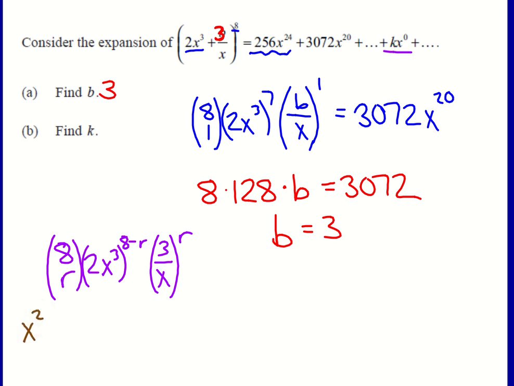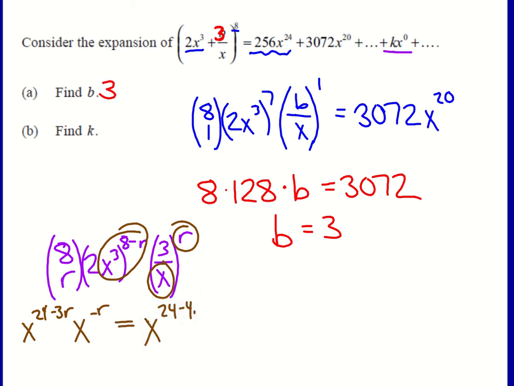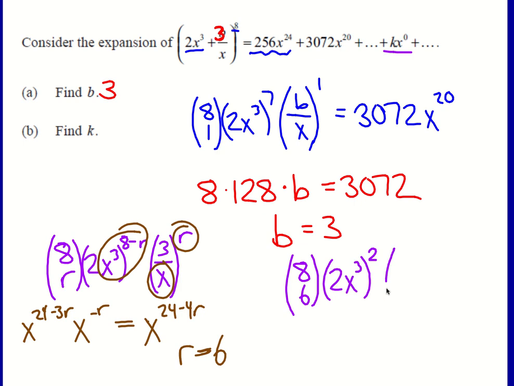That this would be x to the 24 minus 3r here. I'm going to multiply those powers. And then I would have x to the negative r here, which is going to be x to the 24 minus 4r power. So if this is a constant term, then that needs to be 0, which means I want r to equal 6. So I would have x to the 0 power. Then knowing that, I'm just going to substitute that back into this purple setup that I've already made. So I would have 8 choose 6 times 2x cubed to the 8 minus 6, and then times 3 over x to the 6th power. I can just look and inspect and make sure that I would have x to the 6th on both the numerator and denominator, so those would go away.